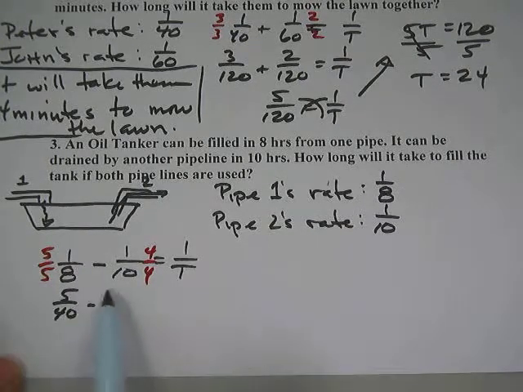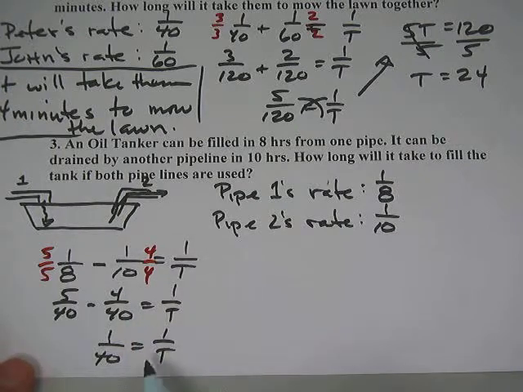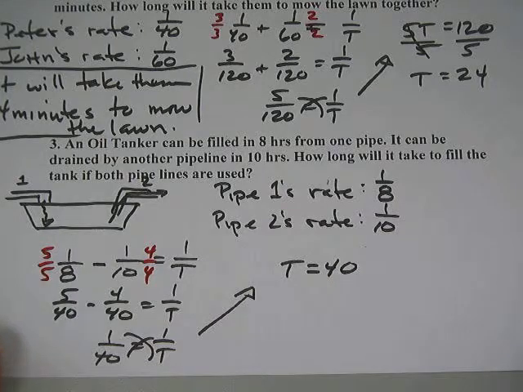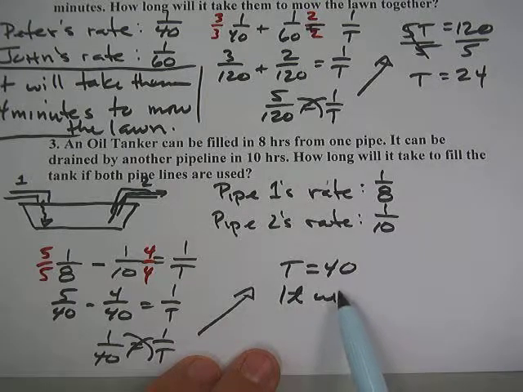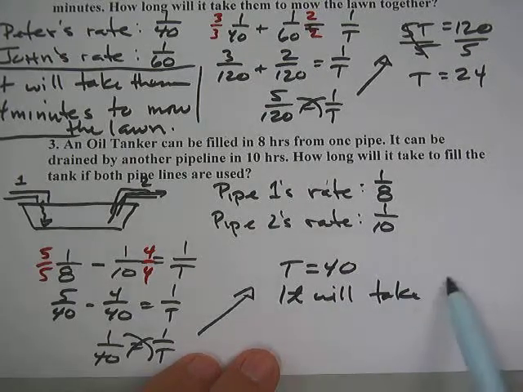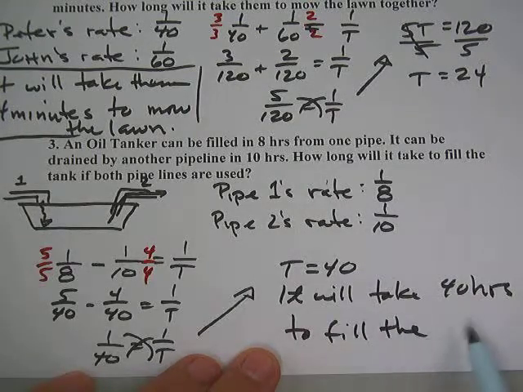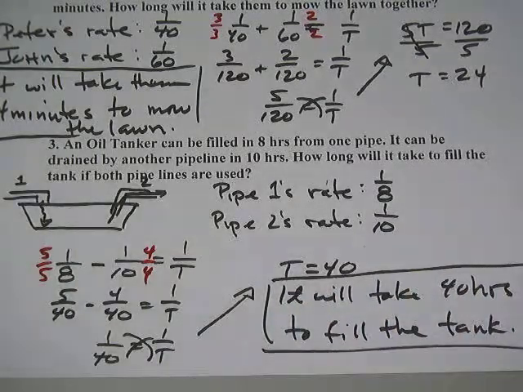So the common denominator is going to be 40. Let's multiply this by 5 over 5 and this by 4 over 4. So this would be 5/40ths minus 4/40ths equals 1 over t. So that's 1/40th equals 1 over t. If I cross multiply, I'd get t equals 40. So how long will it take to fill the tank? It will take 40 hours to fill the tank.